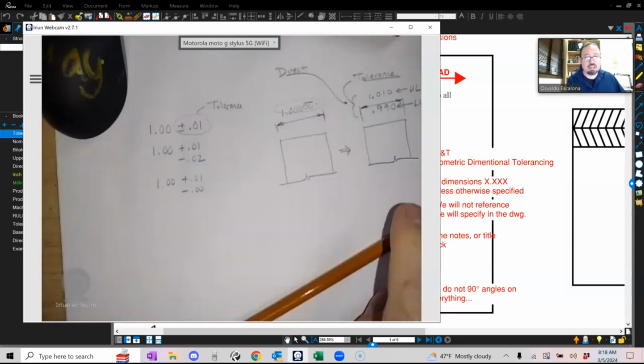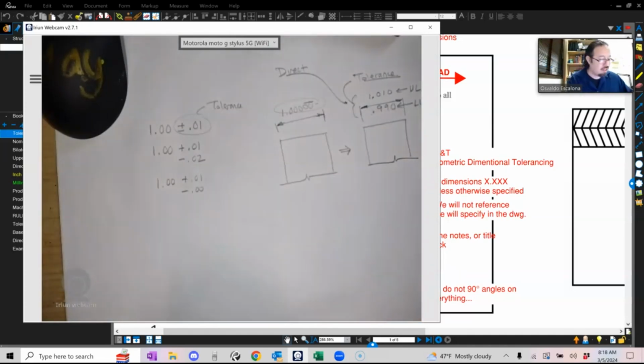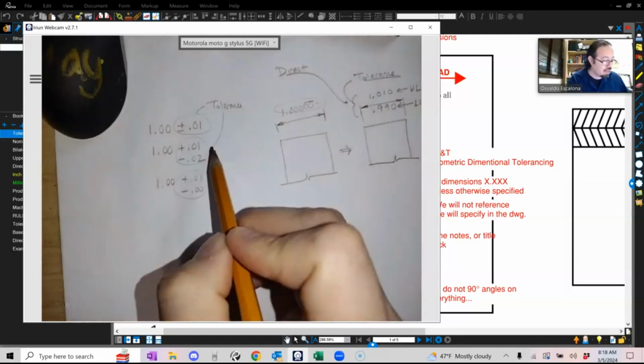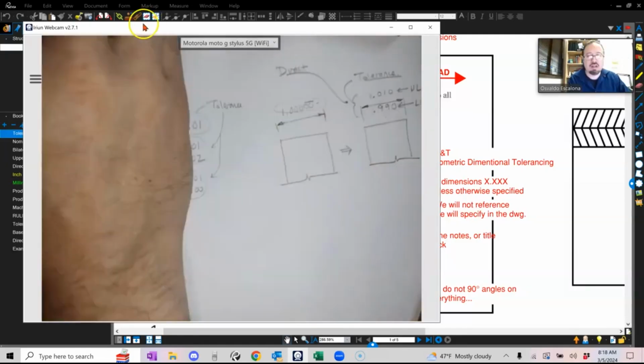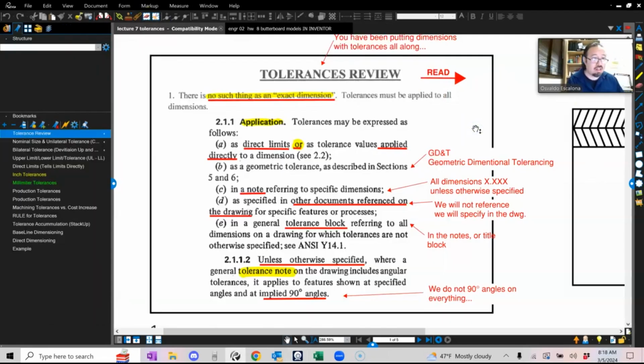Direct tolerance. I give it to them directly. These are not directly, right? In the direct limit, they don't have to calculate anything. It's already there. Okay, as geometric tolerance, yes.